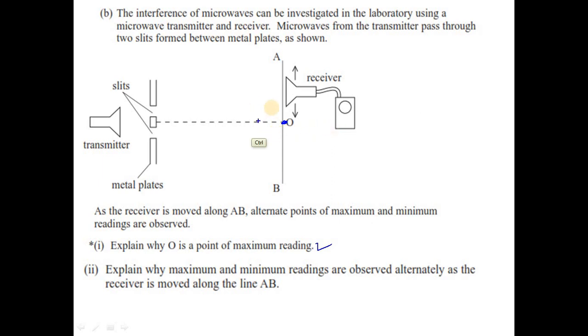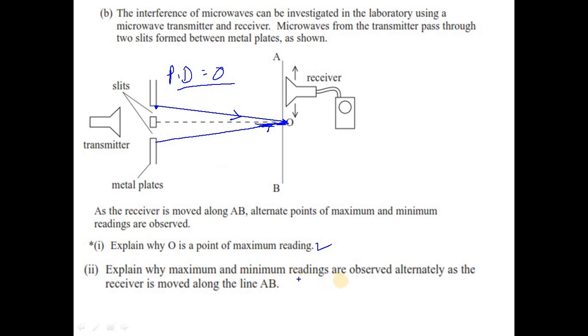If one wave is coming from slit 1, and the other wave is coming from there, like this, they will travel the same distance, so there will be no path difference. So path difference would be 0. If the path difference is 0, we always have constructive interference or maxima. That's why at O we always have maxima, because of zero path difference.